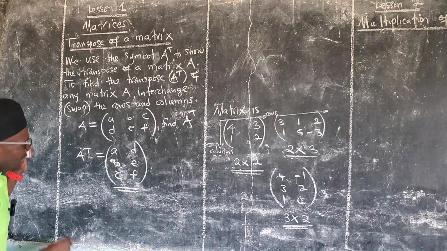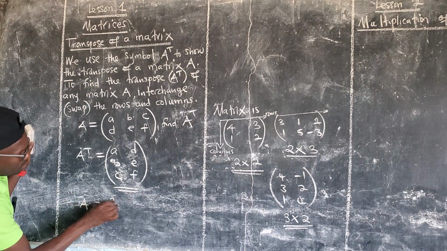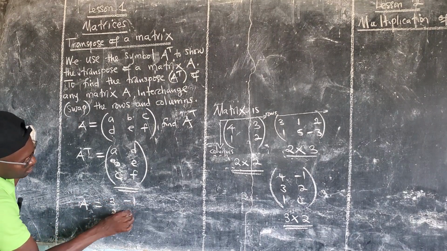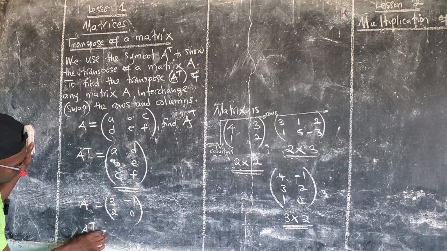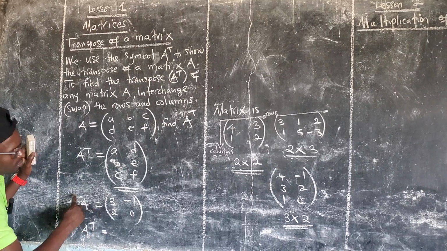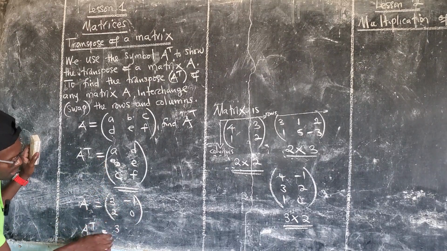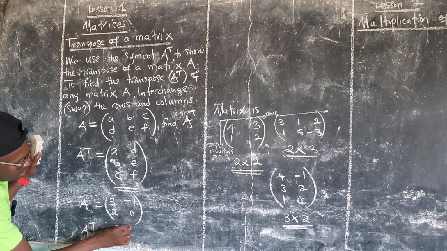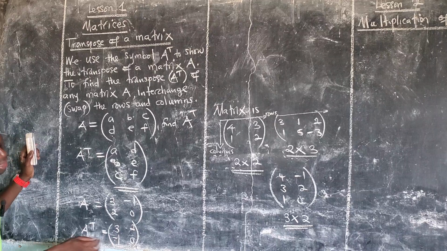You can have, let's say, A is equal to the matrix with 3, -1 and 2, 0. Then you are told to find the transpose of this matrix. What did I say? You swap the rows, and they become the columns. So it will be 3, -1, then 2, 0, like that. This is our transpose.